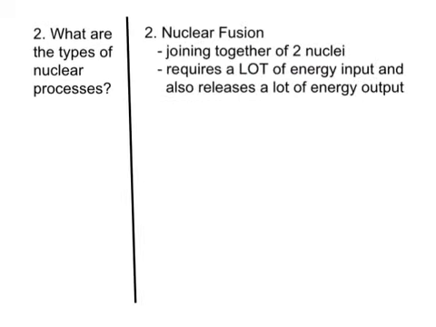All right, we have 2 more nuclear processes that we're going to talk about, and they're much shorter. The first one is nuclear fusion. Fusion is anytime you fuse 2 things together, you join them together. So nuclear fusion is the joining together of 2 nuclei. Now this requires lots and lots of energy input, and it also releases lots of energy as an output.